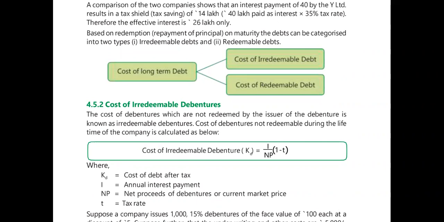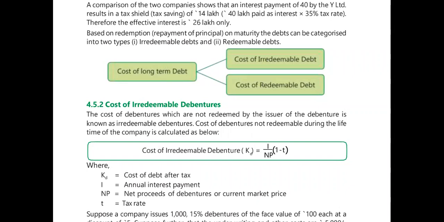Suppose the maturity period of that debenture is over. After that, you cannot redeem those debentures. Such kind of debentures which cannot be redeemed, or which are irredeemable in nature, their cost is called the cost of irredeemable debenture. The cost of debentures not redeemable during the lifetime of the company is calculated as below.